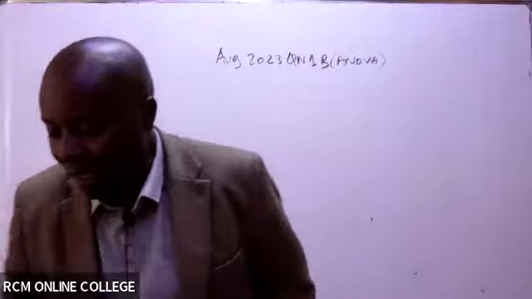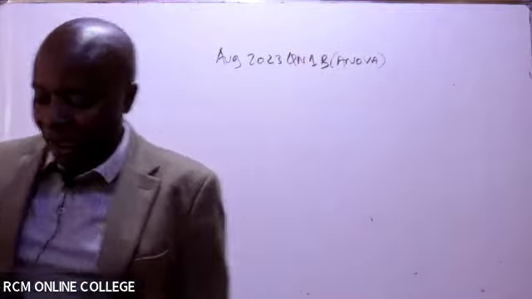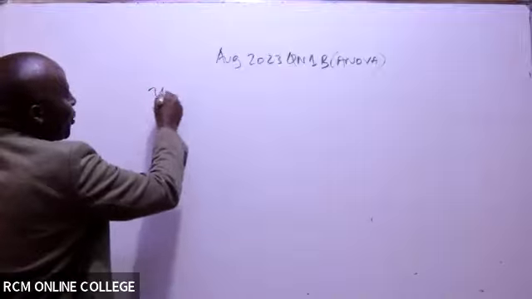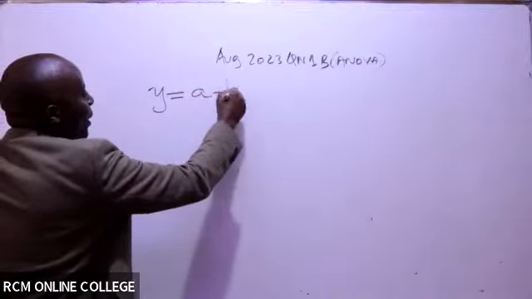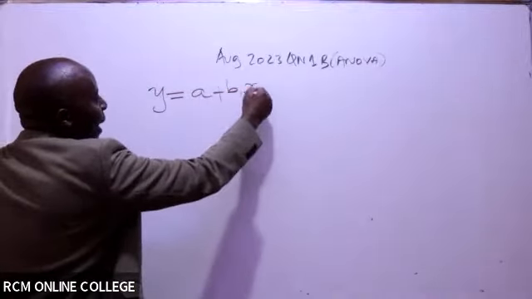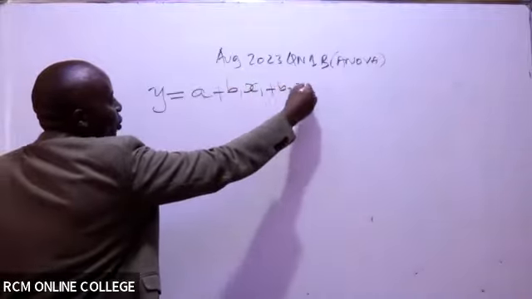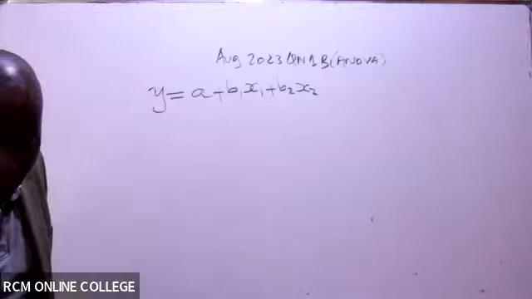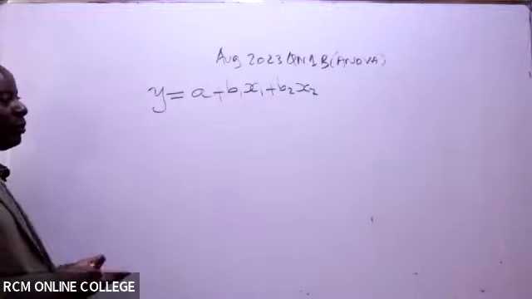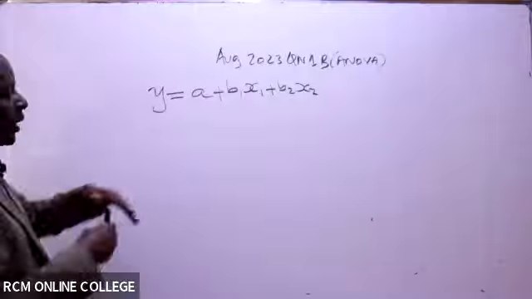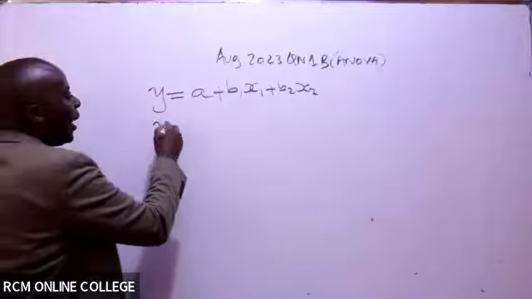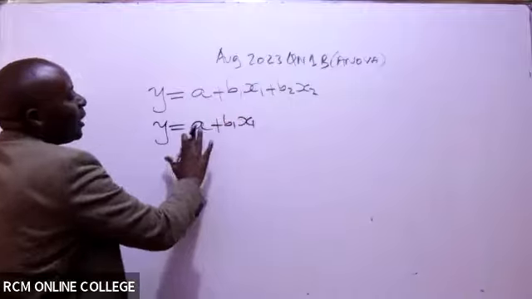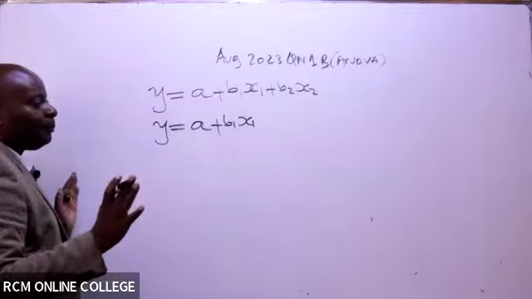What do we have there? Linear regression equation. We know that a linear regression equation is basically an equation of this form: Y equals A plus B1 x1 plus B2 x2. But now remember this question, we only have one independent variable, which is x. So basically, our y will be equal to A plus B1 x1, or simply A plus bx, like that.